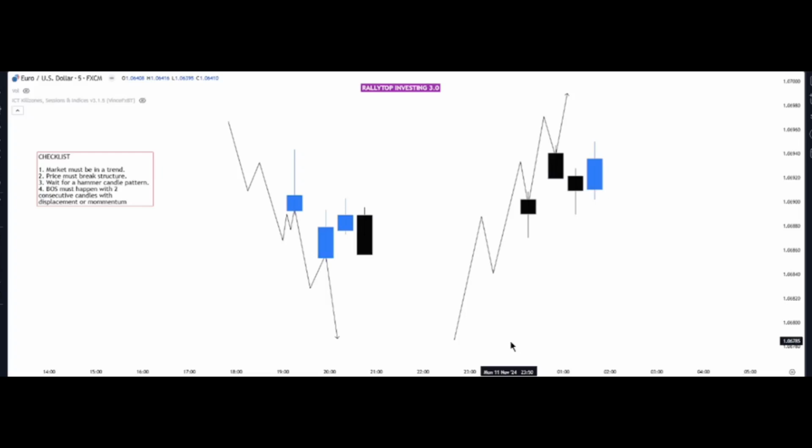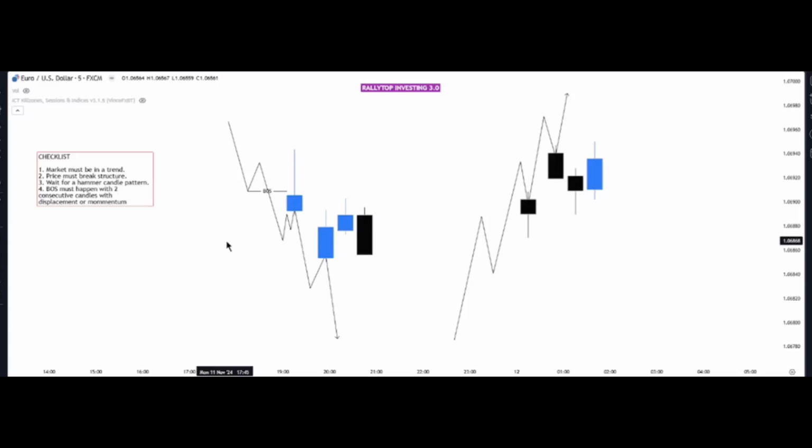Number two, price must break structure. And let me show that to you now. I'm talking about, this is your low here. Remember, this is a bearish structure. So price needs to break this structure like that. And that is known as break of structure. Of course, you know that.